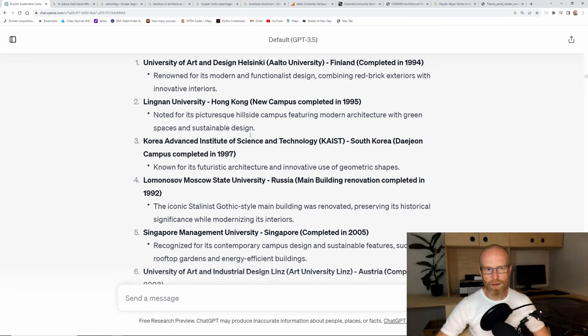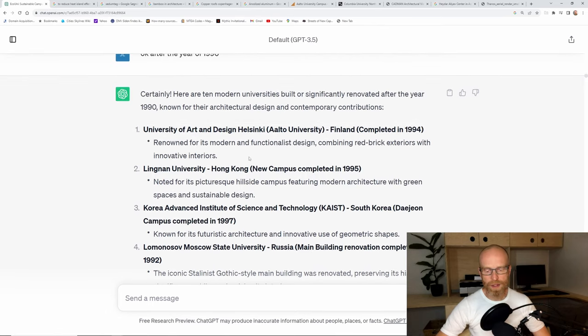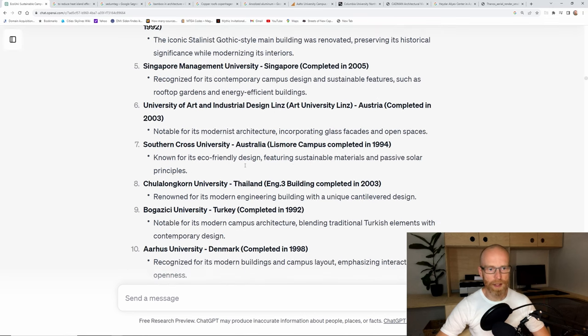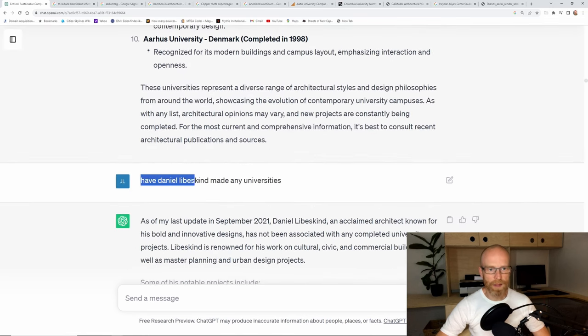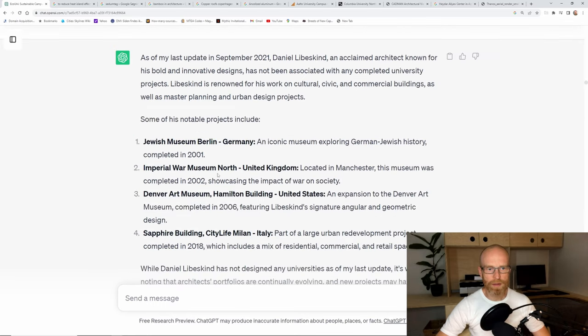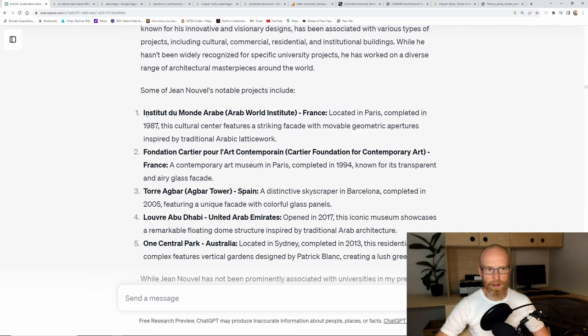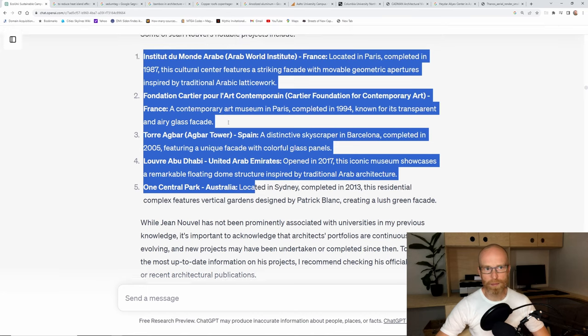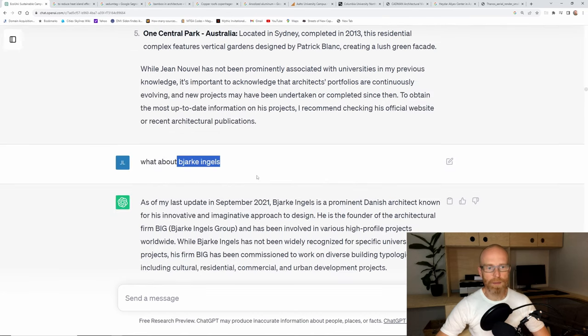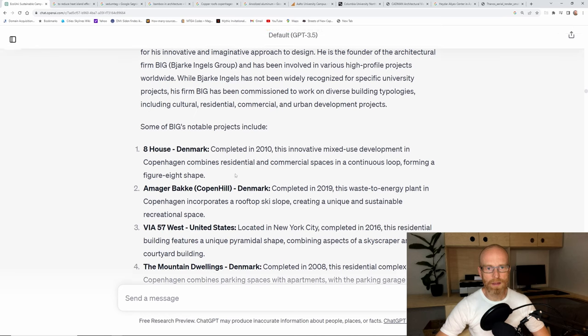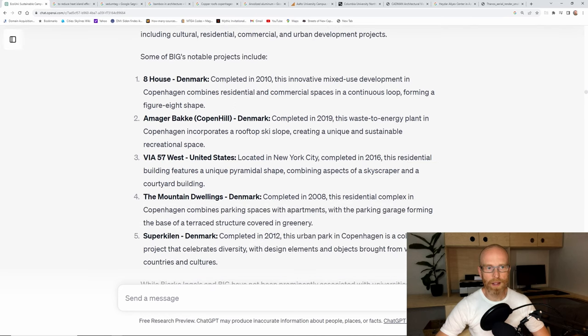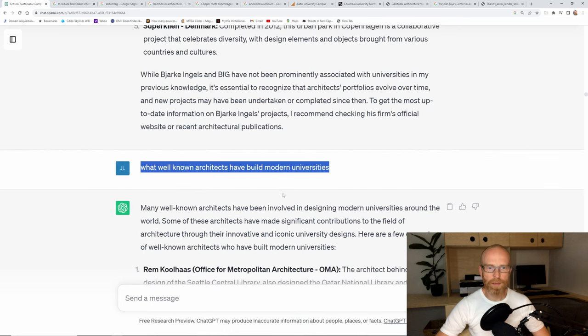But again, it wasn't what I expected, and I wouldn't say it was very useful for our context and the ideas that I have, so I went on. I asked ChatGPT, has Daniel Libeskind made any universities? And the answer was no, but ChatGPT comes up with 4 prominent projects by Daniel Libeskind. I asked about Jean Nouvel, and again, it comes up with 5 of his most respected projects that you could study. I asked it about Bjarke Ingels, and again, he has not built any universities, but he has built some of those houses there. What well-known architects have built modern universities?